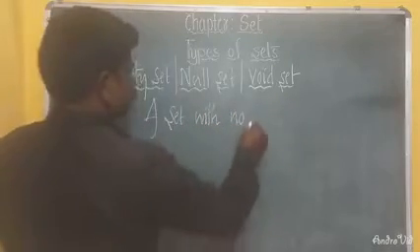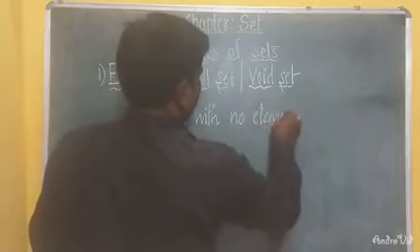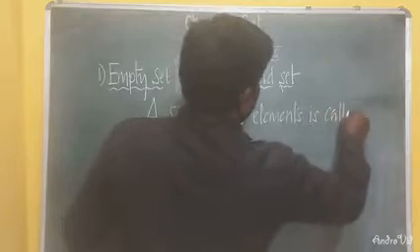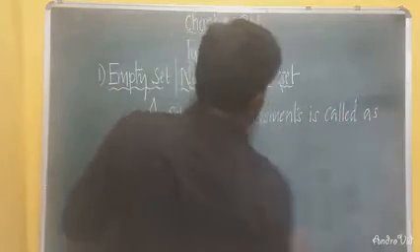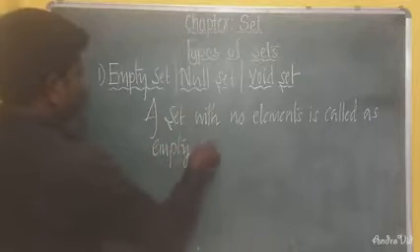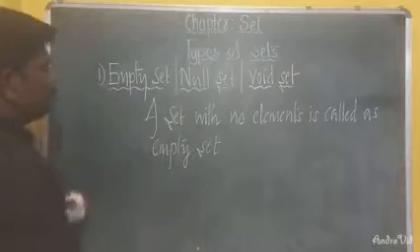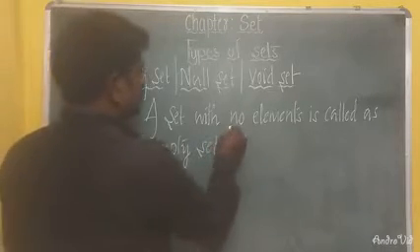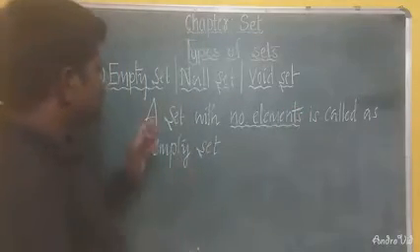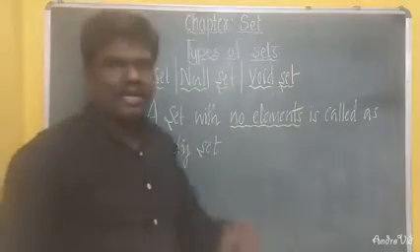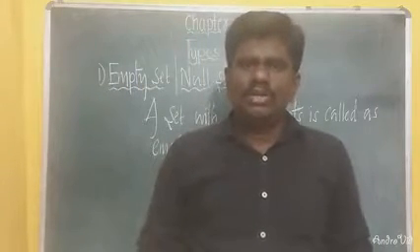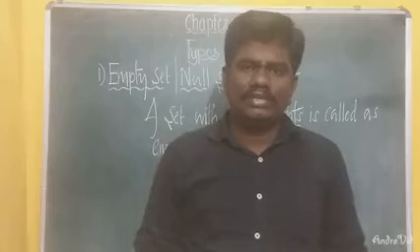See, a set with no elements is called an empty set. So clearly we see no elements. That's what the speciality of this set is. So it is the set which does not have elements in the braces. Okay, so the cardinality of this set will be 0.